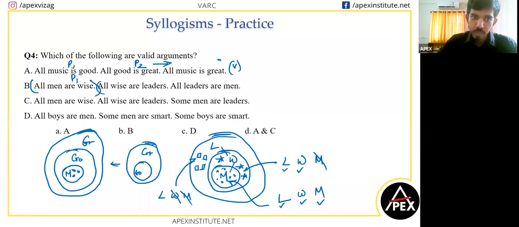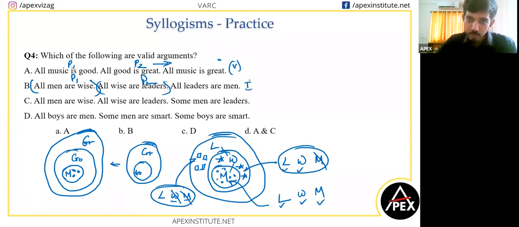Premise 1 and premise 2. Any doubts here on this one? Everyone with me so far? So can we say all leaders are men? No. We just pointed out leaders who are not wise and not men here. And we also pointed out leaders who might be wise, but they are not men here. So all leaders are men cannot be said. This becomes invalid.